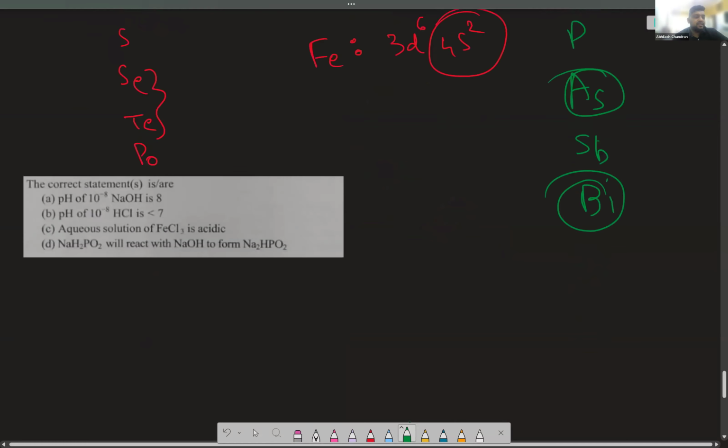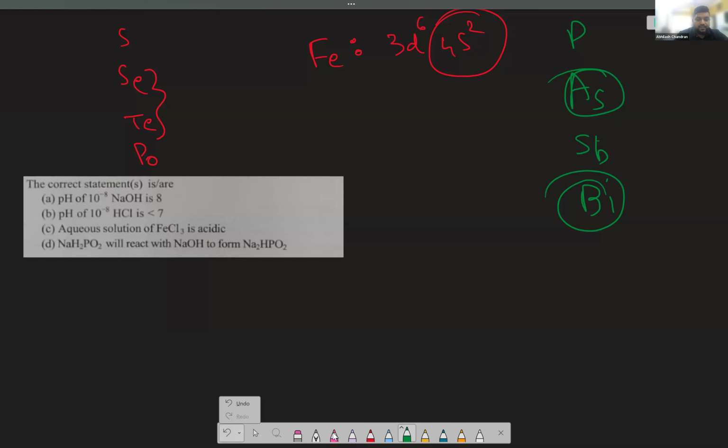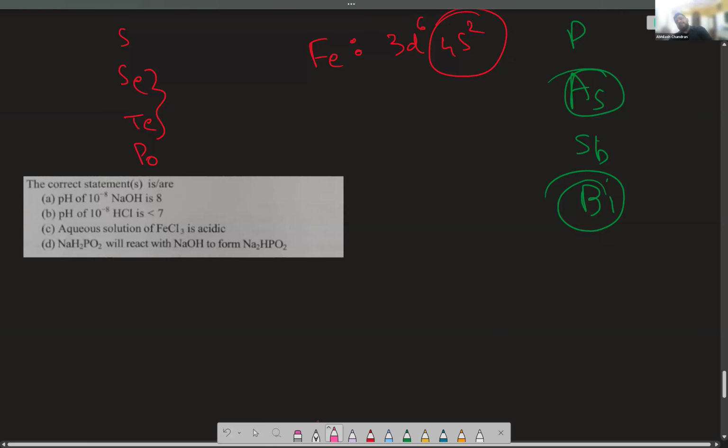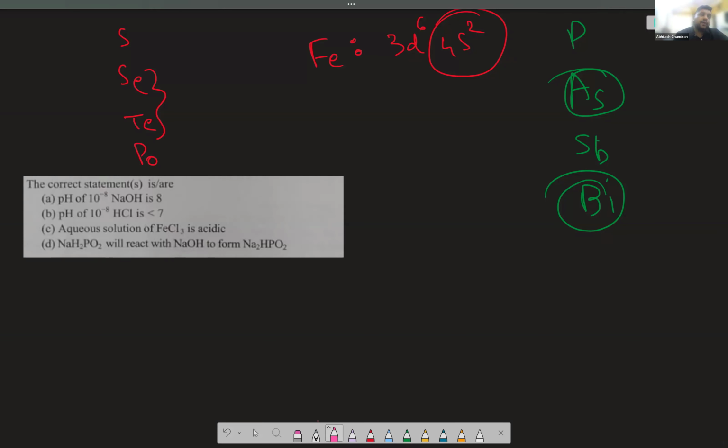The correct statement is R. The pH of 10 to the power minus 8 molar NaOH. This is a weird question that is there. I mean, this is something that we typically say in ionic equilibrium when we speak about pH of ultra dilute strong acids or strong bases, right? Ultra dilute. So when you're looking at 10 to the power minus 8 molar, this is really low, right? So there might be an inclination to say, oh, OH minus is going to be 10 to the power minus 8 molar, which means that pH is equal to 8.